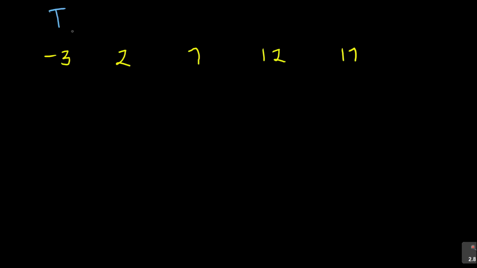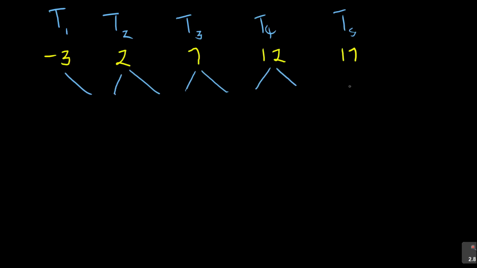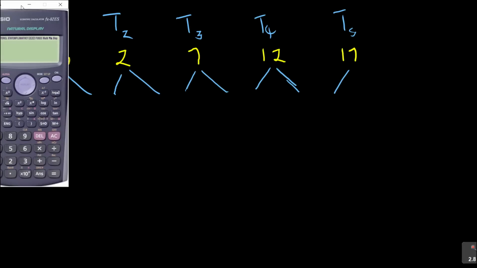You call this your T1, term 1, T2, term 2, T3, term 3, T4, term 4, and T5, term 5. You subtract each term from the one after it. I think you have done it already in school, remember? So we are saying T2 minus T1, meaning 2 minus minus 3. If it's confusing you, use a calculator, because the negative can sometimes trick you.